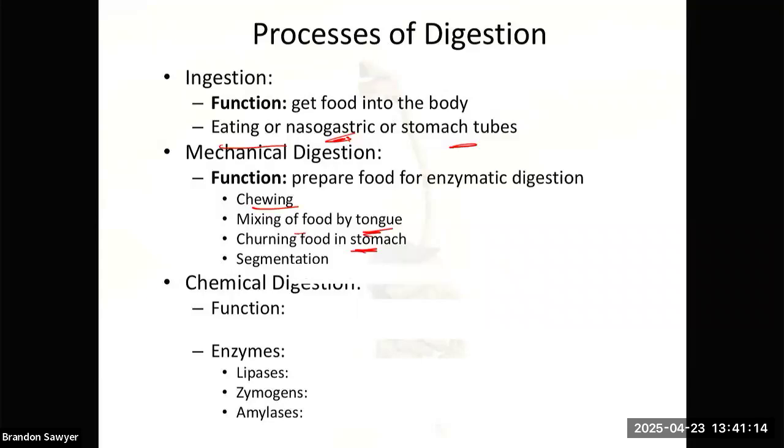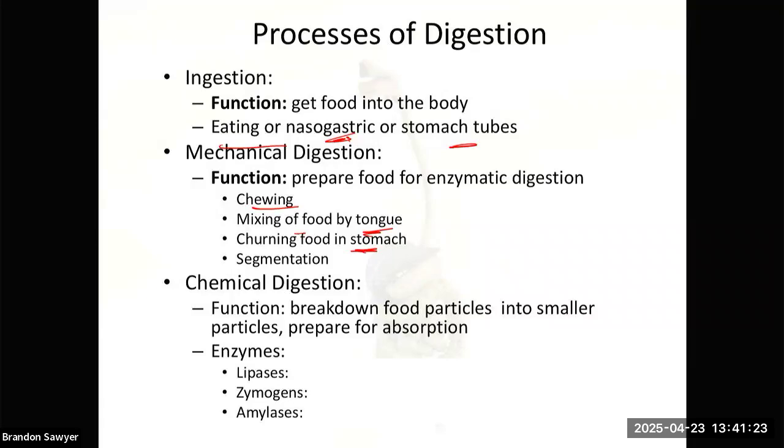Chemical digestion prepares food for enzymatic digestion. We've got the breakdown of food particles into smaller particles, and this is prepared for absorption. Getting it out of our digestive tract into our bloodstream is the absorption. And this is always done with enzymes for the most part. We have a little bit of chemical digestion that happens with low pH in our stomach, but for the most part, most of our chemical digestion happens with enzymes.